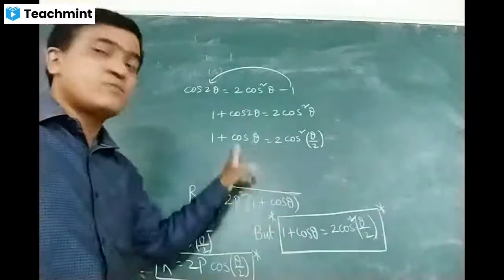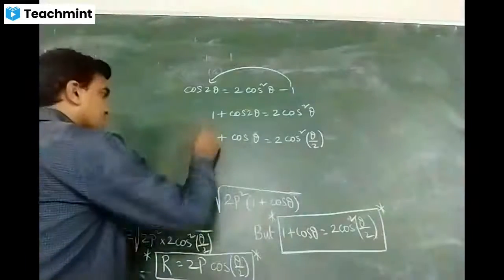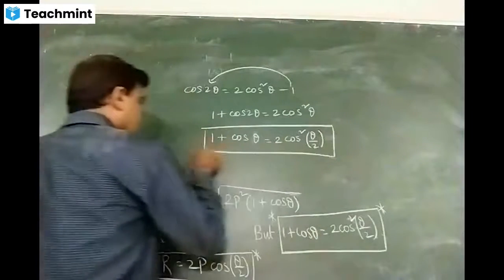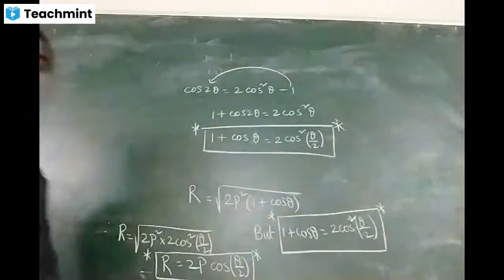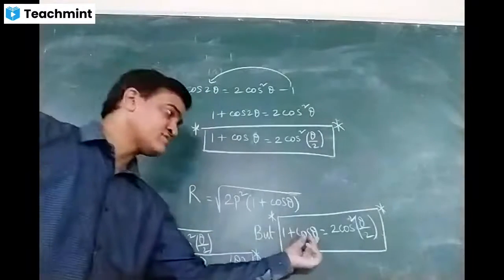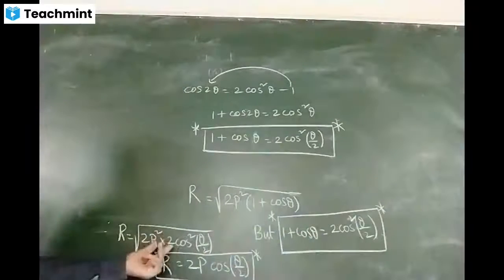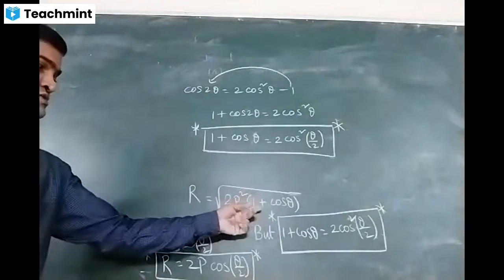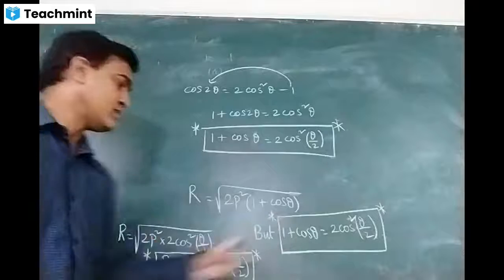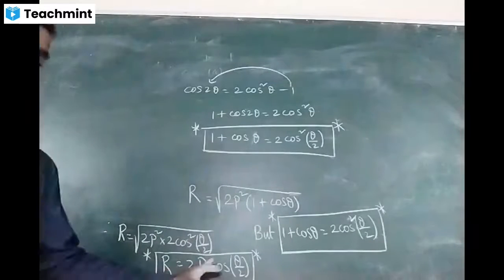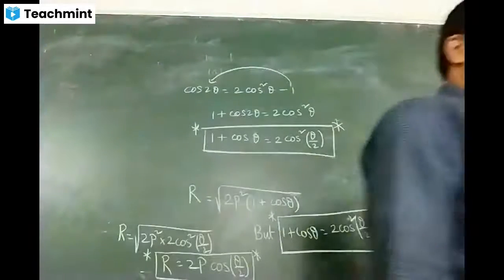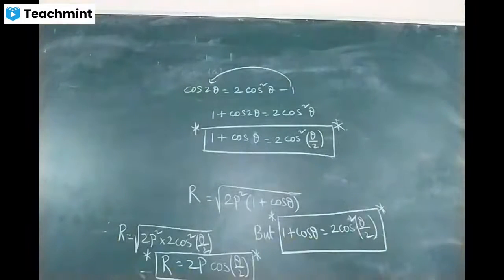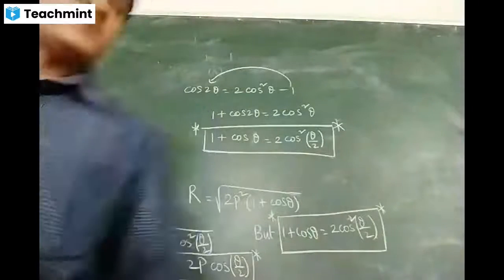So remember this formula, very important. 1 plus cos theta is equal to 2 cos square theta by 2. So that is the reason I have substituted the value of 1 plus cos theta as 2 cos square theta by 2. Then finally I got the resultant as 2P cos theta by 2. Important formula. Now this is the general formula.